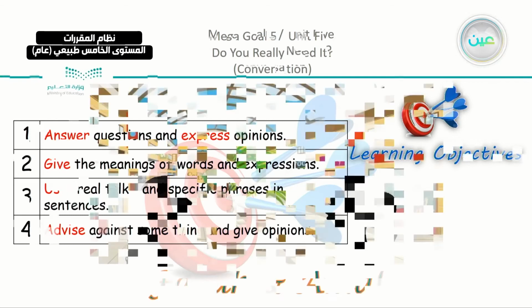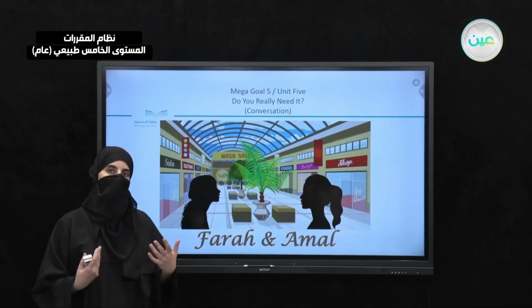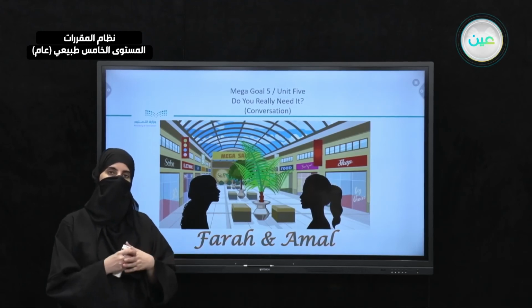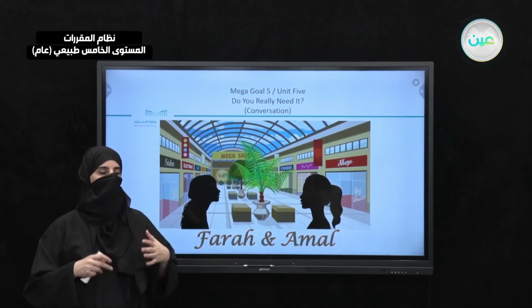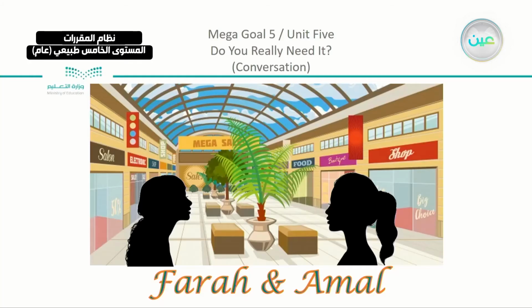Now here, we're going to start with Farah and Amal. You can see that Farah and Amal, they are where? They are in a shopping mall. Now, the conversation is very short between Farah and Amal, and here we gave some kind of introduction for the real talk words that we have, so we are done with that. You are just going to focus on what kind of discussion they are having. So pay attention and let's start.